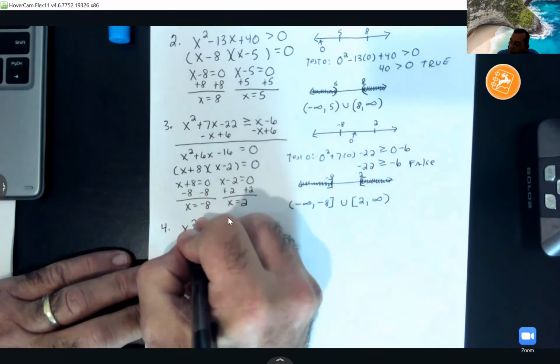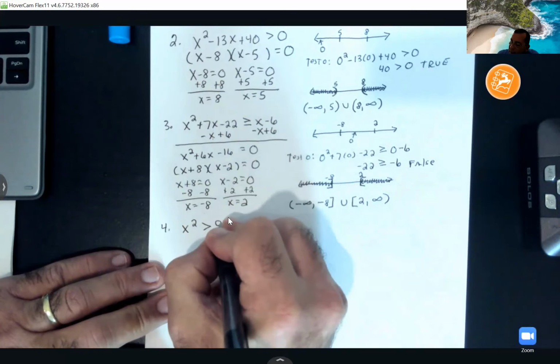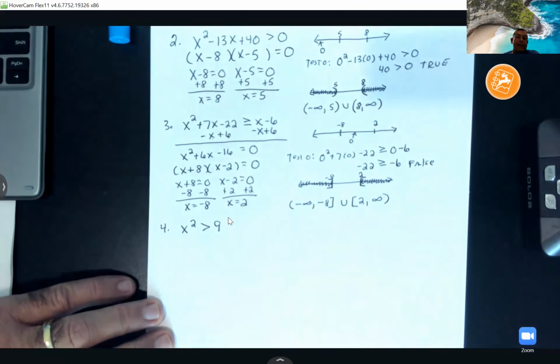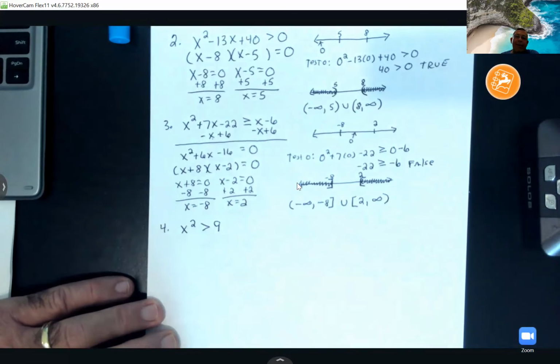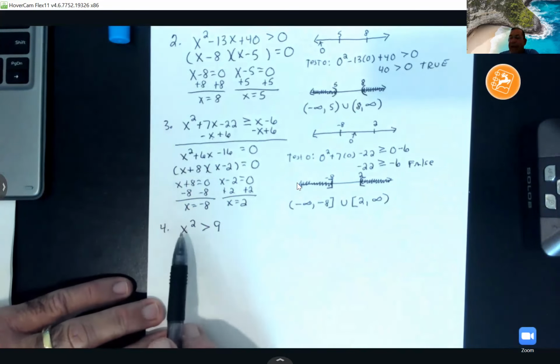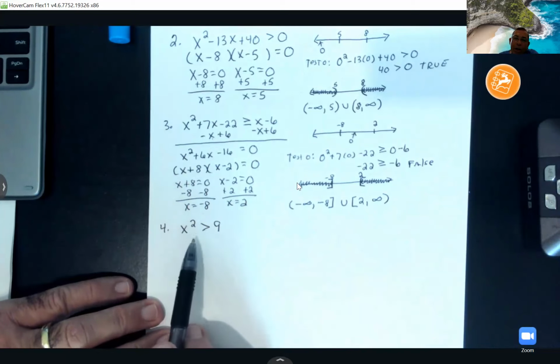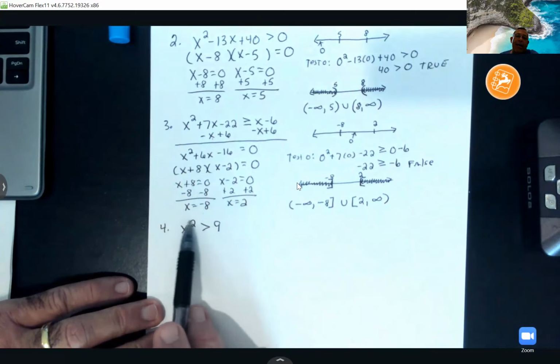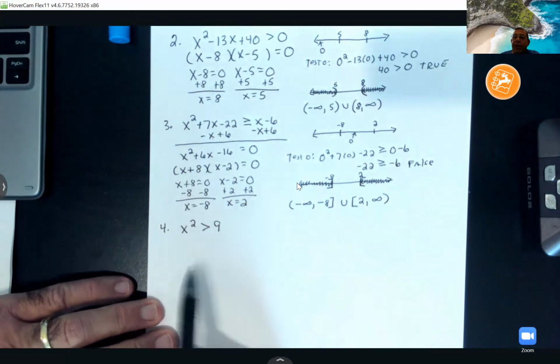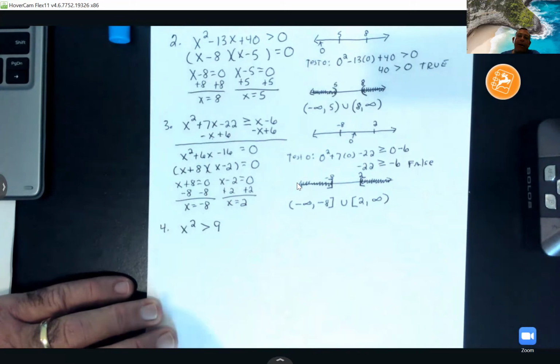All right, y'all, this one has an x squared greater than 9. Now, at this point, you could take square roots of both sides, okay, and solve this one. Anytime you just got an x squared in a number, you can do square roots. But I'm going to get y'all good at factoring.